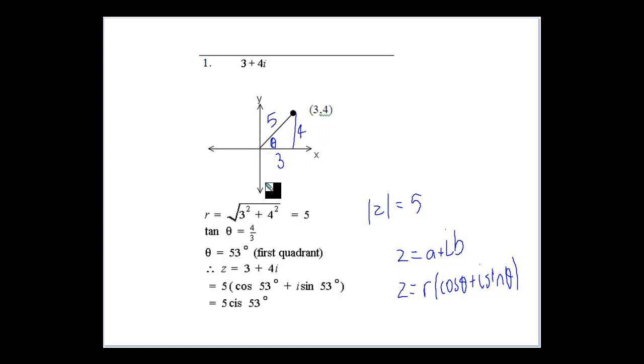Our modulus there will be the distance away from the origin, which is going to be 5, because the square root of 3 squared plus 4 squared is equal to 5. So the modulus of z would be 5. That's where we're getting that idea. And you can see it's a 3, 4, 5 triangle, so it makes sense there.